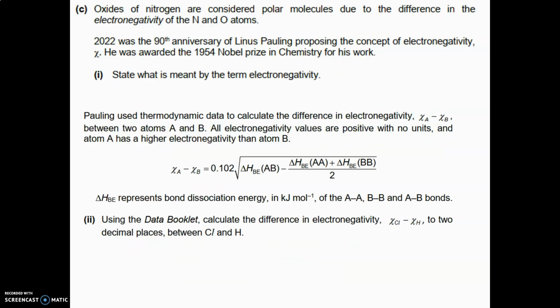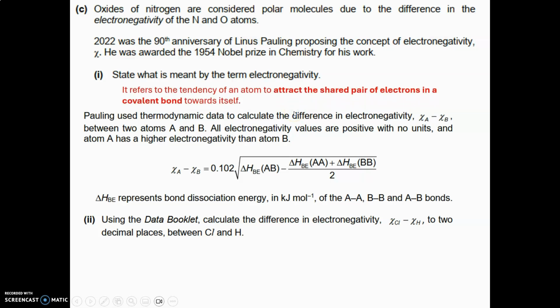Part C on electronegativity. First part, to define what is electronegativity. So it is the ability, or the tendency, of an atom in a covalent bond to attract the shared pair of electrons towards itself. So we know that the 3 most electronegative elements are fluorine, oxygen, and nitrogen. Across a period, electronegativity increases, and going up a group, electronegativity increases as well.